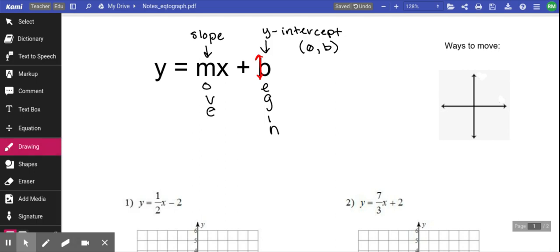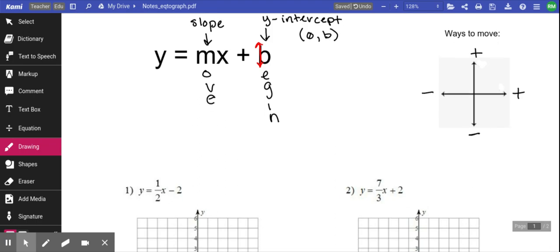Real quick reminder, ways that we can move. If we move up, that is positive. If we move down, that is negative. If we move to the right, that is positive. If we move to the left, that is negative. Okay, so those are ways to move, depending on if the number is positive, negative, or so forth. So let's go ahead, let's get started.